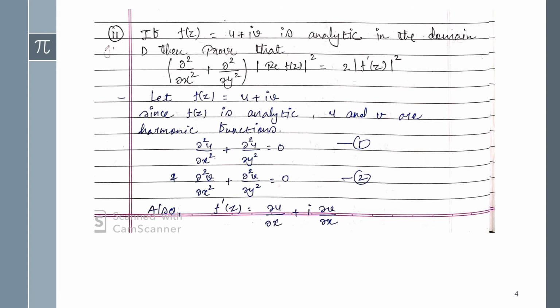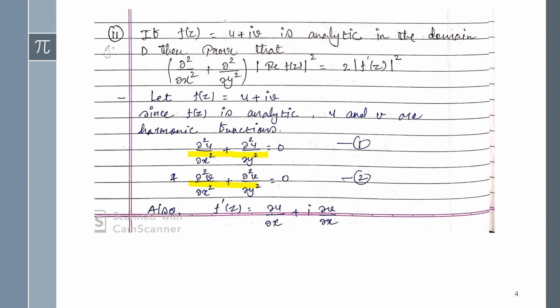So if u and v are harmonic functions, then we can write 2 conditions for the harmonic functions. First one is for the u, and the second one is for the v function. So for the u function we can write del square u upon del x square plus del square u upon del y square equals 0, and for the second component, that is v, del square v upon del x square plus del square v upon del y square equals 0.